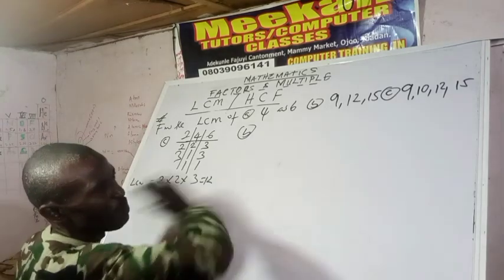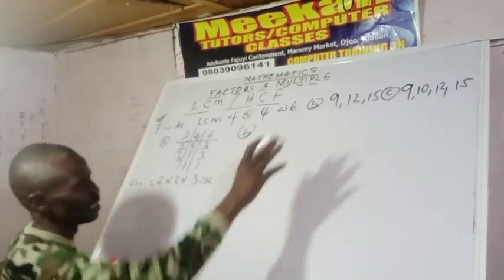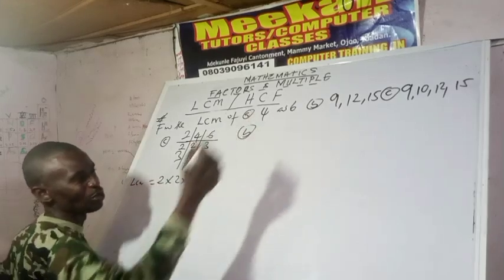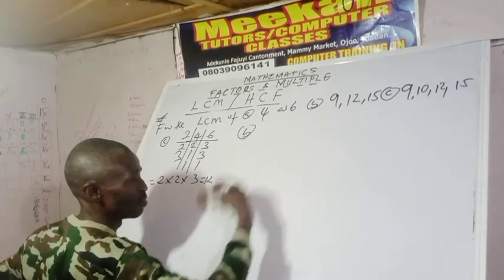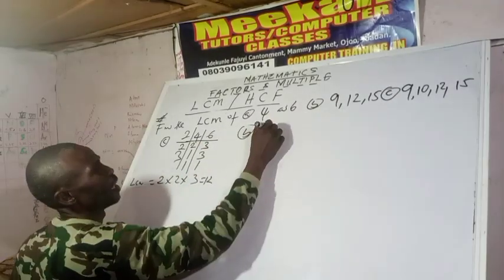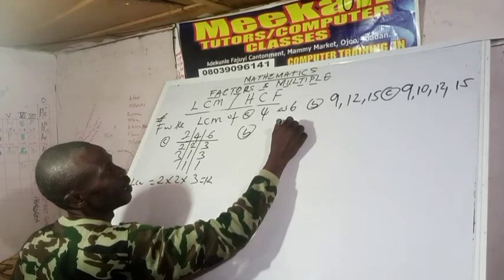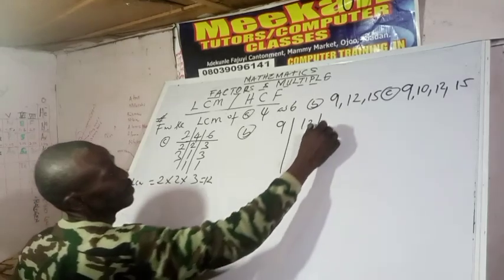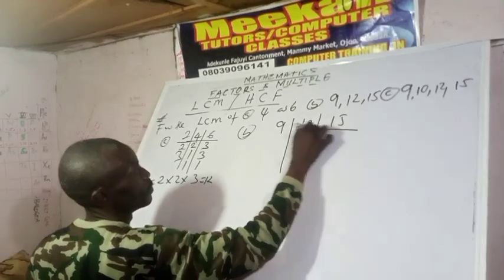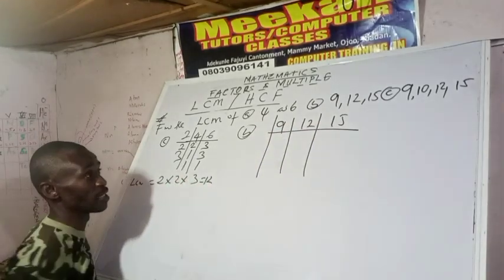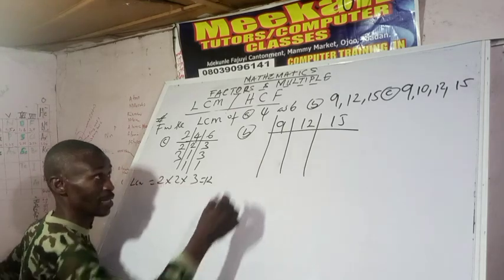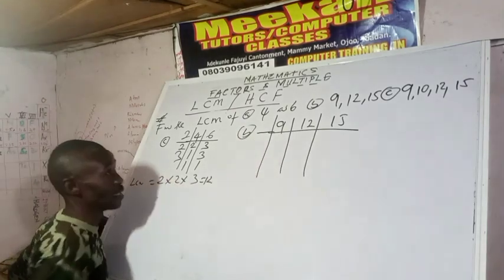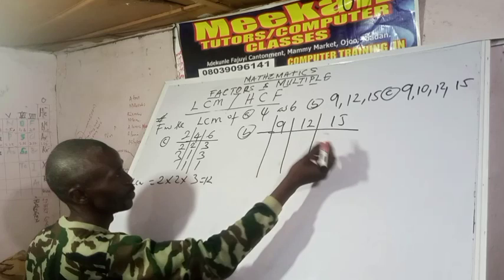Now, my B, the LCM of 9, 12. If you like, let it be 5, 6, 7. No issue. Let's go. We have 9. We have 12. We have 15.